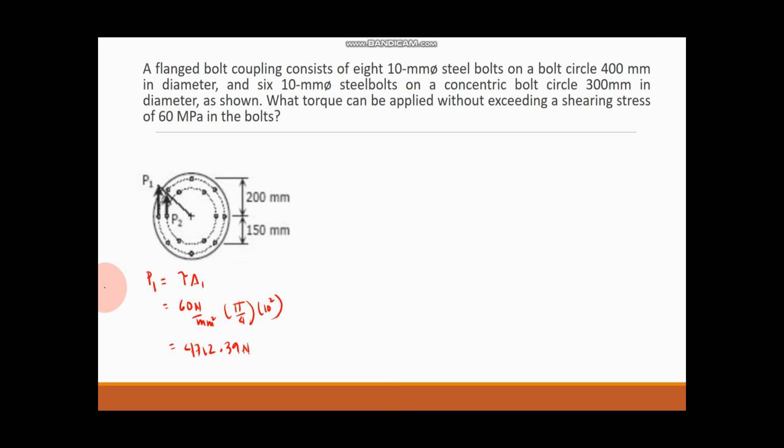And for the inner, so let's say this is for outer, and for the inner bolt circle, using ratio and proportion, then the R1 is 200, and then the R2 is 150 millimeters. Therefore, P2 is equal to 3,534.29 Newton.